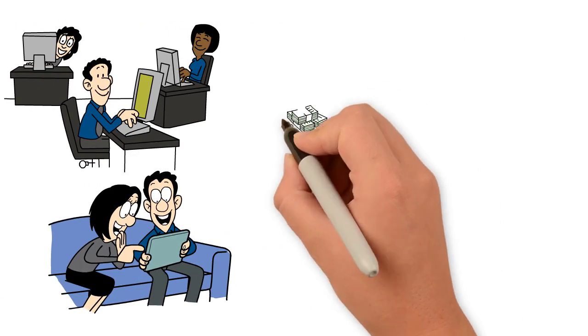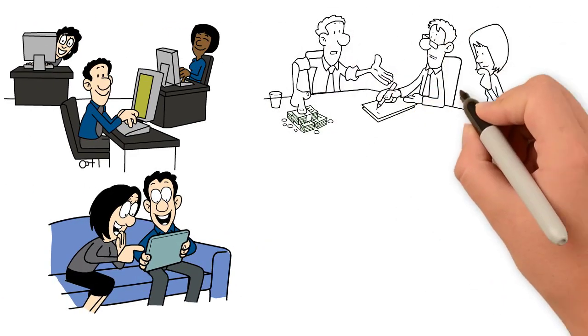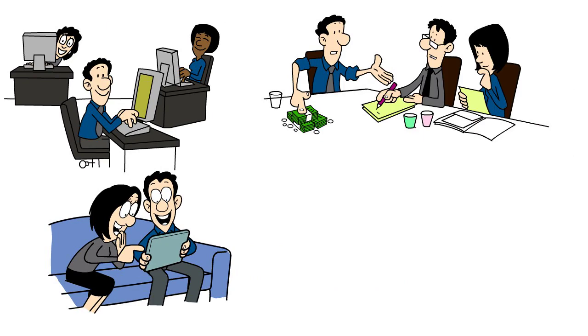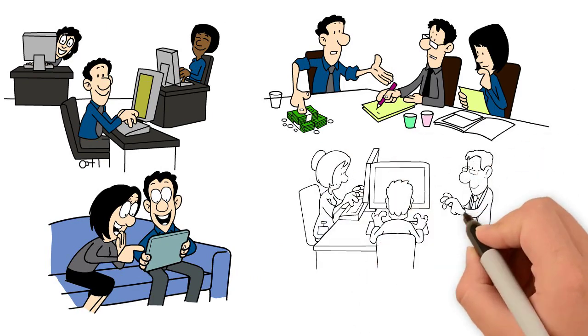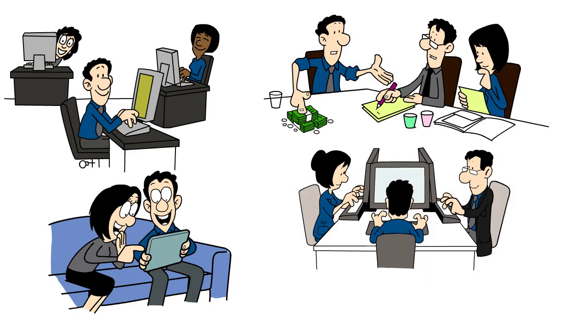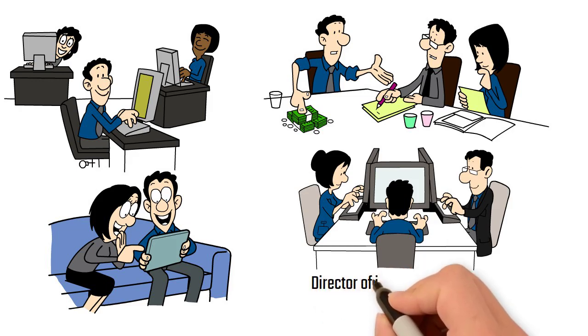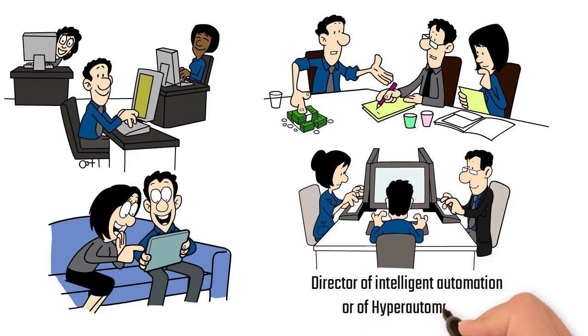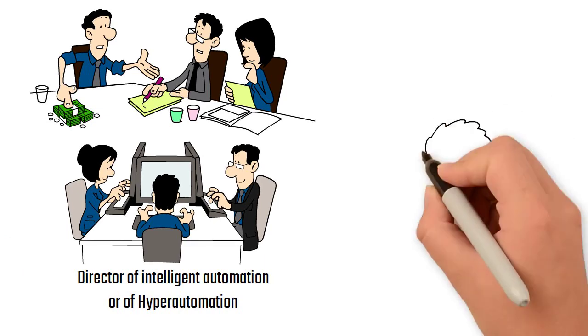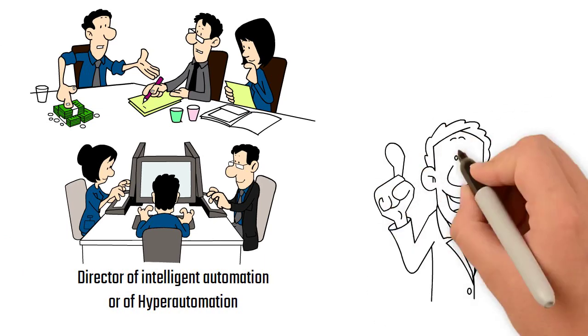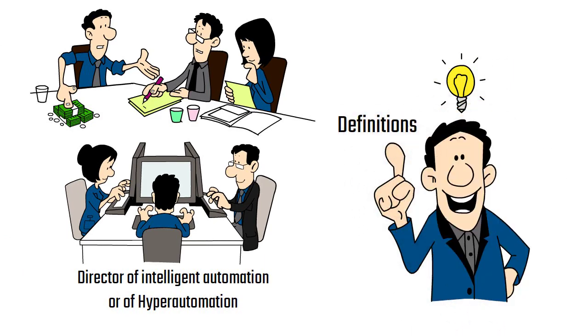And it's typically introduced via the operations or finance departments for starters, until it grows into a level of maturity that requires its own small team and a leader, like a director of intelligent automation or of hyperautomation. With that bit of context in mind, let's look at some definitions from authorities on the space.